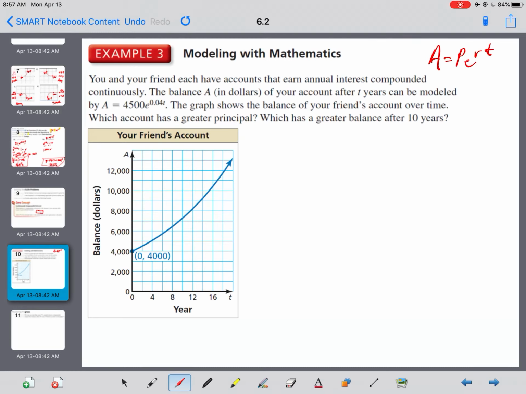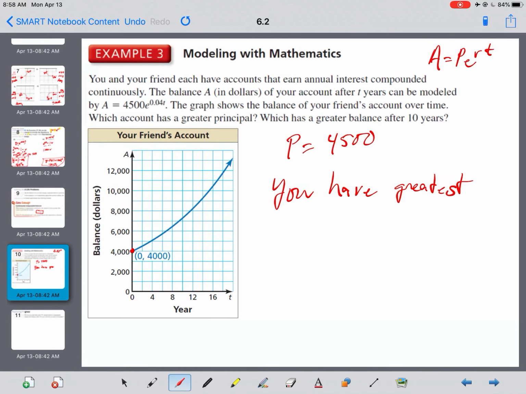Okay. The balance A in dollars of your account after t years can be modeled by A equals 4,500 e to the 0.04t. The graph shows the balance of your friend's account over time. Which account has a greater principal? Which account has a greater balance after 10 years? Well, the principal is your P. Yours is 4,500. What was his? Where did he start? He started at 4,000. So who has the greatest principal?